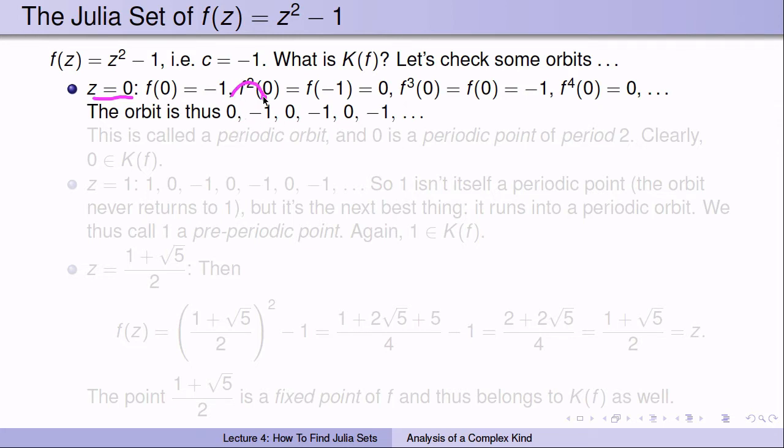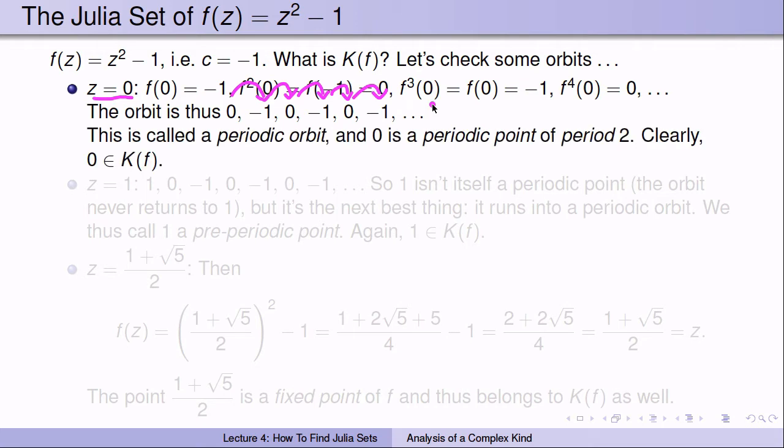0 gets mapped to minus 1 under f. Minus 1 gets mapped back to 0. 0 to minus 1, to 0, and so forth. It just bounces back and forth between 0 and minus 1. We call this a periodic orbit because it just keeps repeating: 0, minus 1, 0, and so forth. It's a periodic orbit, and the period is 2 because there are exactly 2 elements in that orbit. And such a point clearly needs to belong to the filled-in Julia set because the orbit never runs away to infinity. It stays between 0 and negative 1.